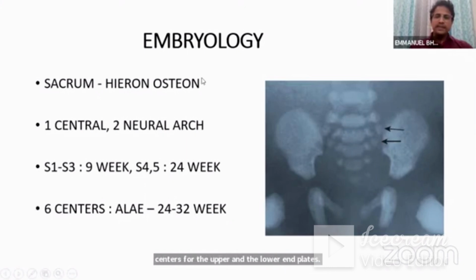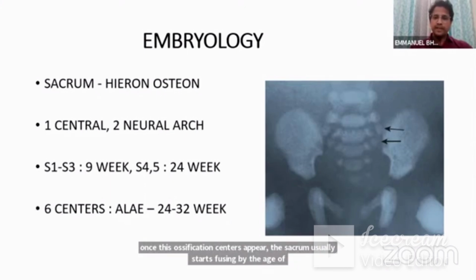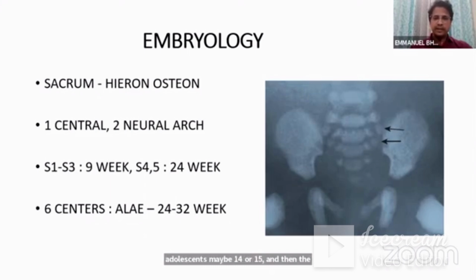Once these ossification centers appear, the sacrum usually starts fusing by adolescence, maybe 14 or 15, and then complete fusion takes place at the end of the third decade.